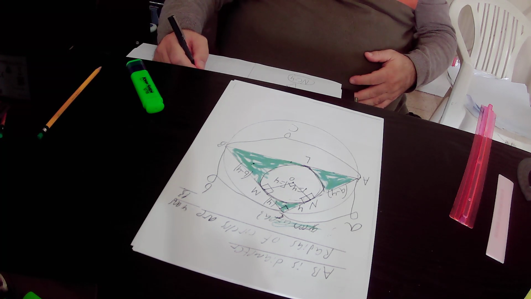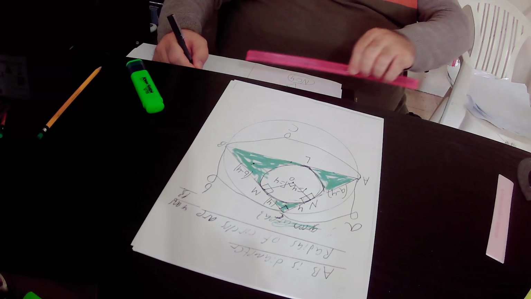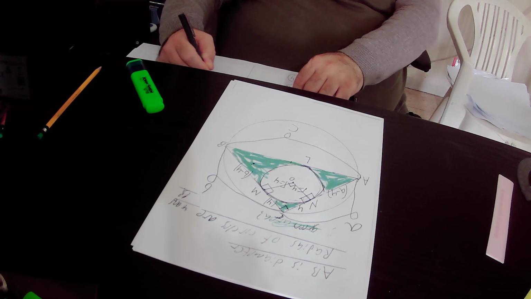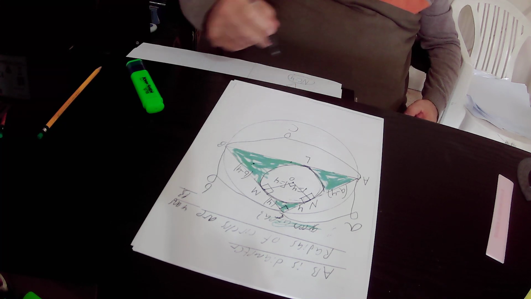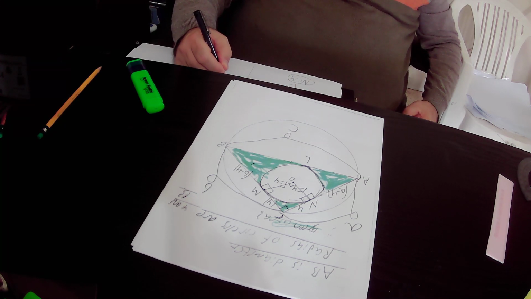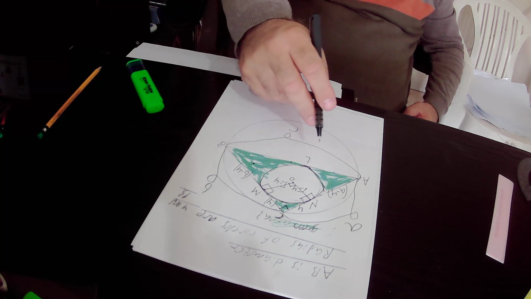From the common external point, point A, we have two tangents to the small circle. We have tangent AL, and we have also tangent AN.